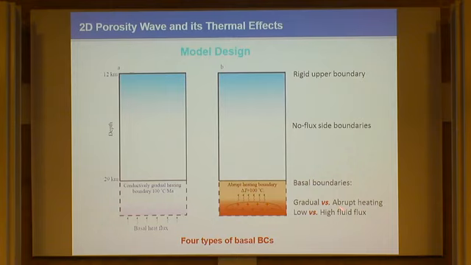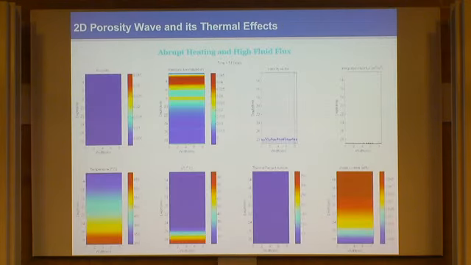One boundary condition is a thermal boundary condition: abrupt heating, for example, due to igneous rock intrusion. The other is gradual heating due to the geothermal flux. The other boundary condition is a fluid mechanical boundary condition. It is whether we introduce large fluid fluxes associated with magma degassing, or low fluxes just due to gradual metamorphic dehydration. The model region is here, but we just show this dashed region for boundary conditions.